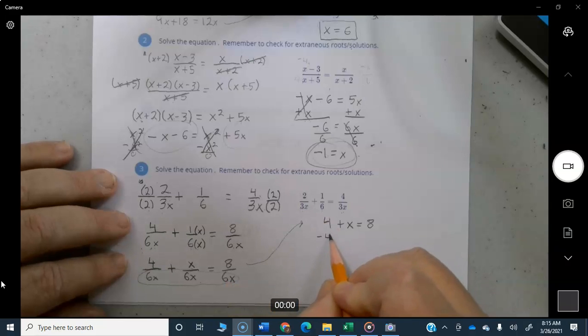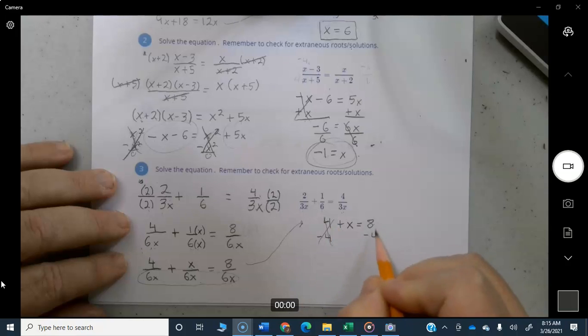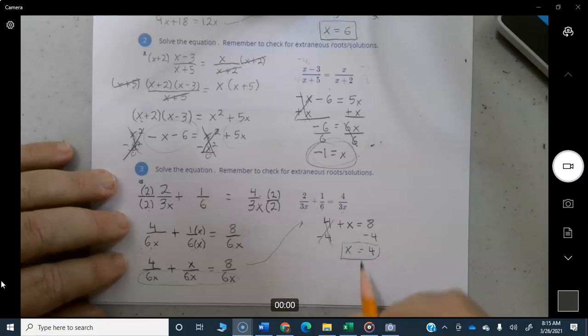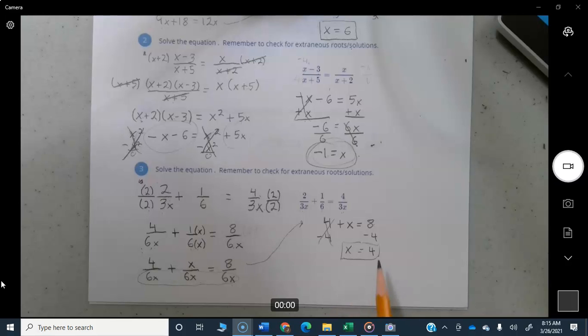Subtract 4 from both sides. This disappears. 8 minus 4 is 4. And on this side you have x. So your answer is x equals 4. And if you're not sure, go back and test it out.